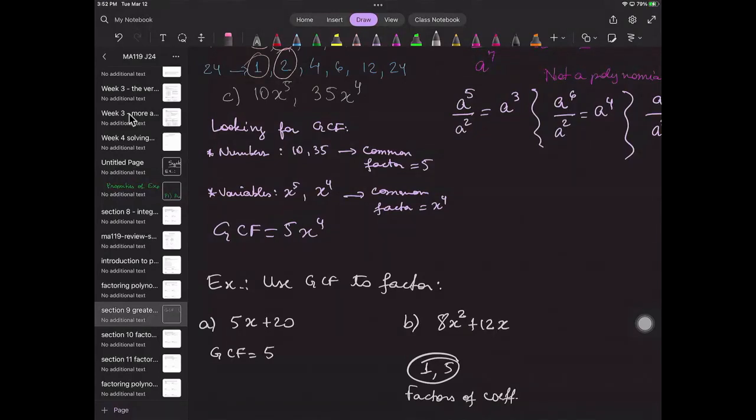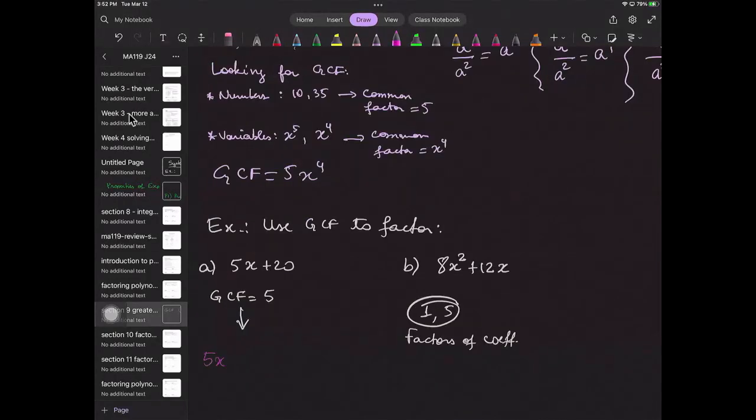So we have the variable x for the first term, and then 20 does not have x. So x is not a common factor. It's just a factor of the first term. So my GCF is just the number 5 because the variable x is not common. My 5x plus 20 can be written as 5 times. Inside that parenthesis, I expect to have a two-term polynomial because the original polynomial, 5x plus 20, has two terms.